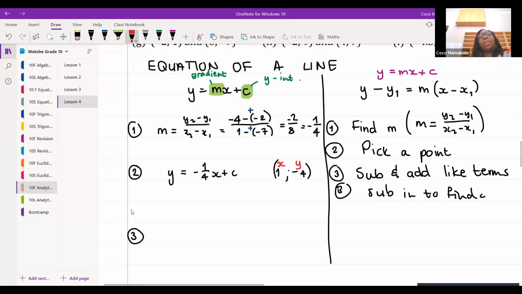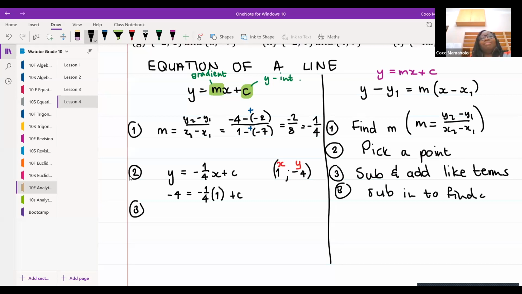All right, let's sub in. Sub in for me. Y equals to. Okay, we already said we know what y is. What is the value for y? Yeah, -4 is y. So we're going to go -4 is equal to -1/4 x plus c. Good. What is x? X is 1. Good. So -1/4 times 1 plus c.